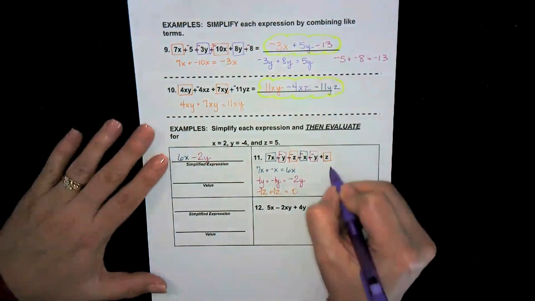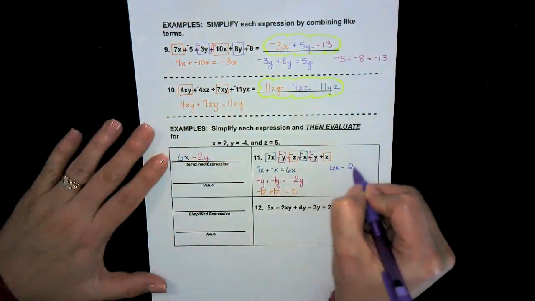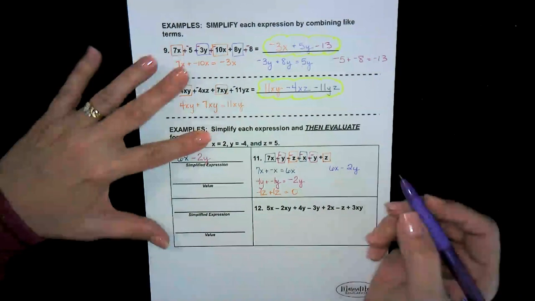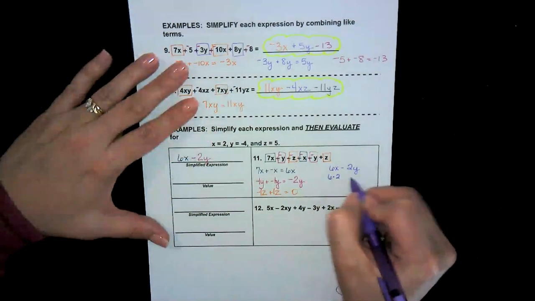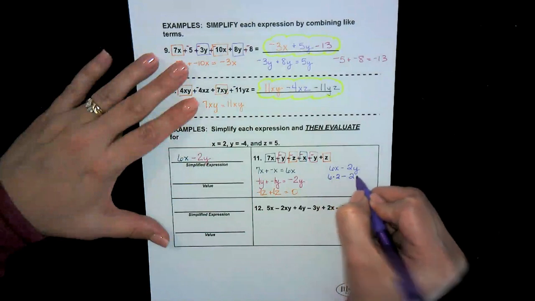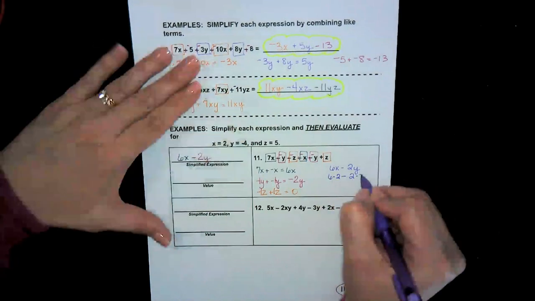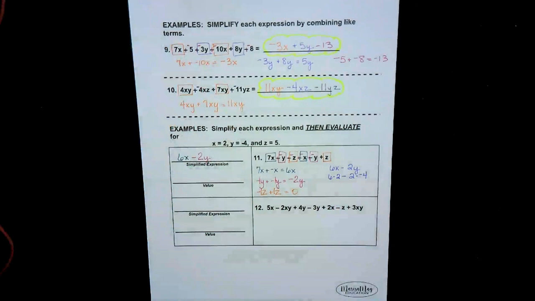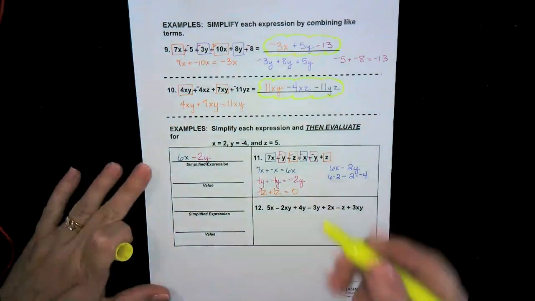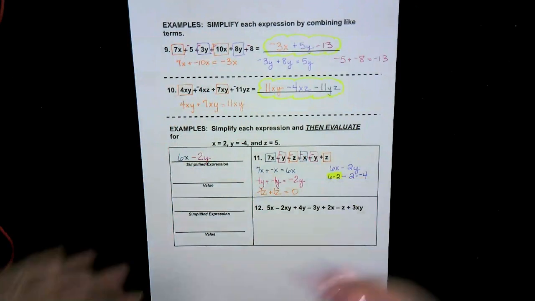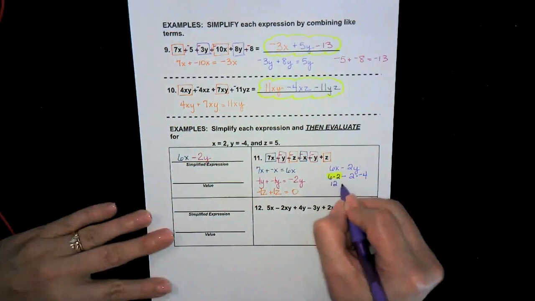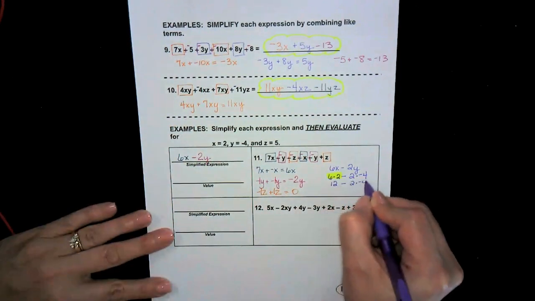So let's take our simplified expression now, and we'll plug in the values we know. So in place of x, I'm going to substitute a 2. So that's 6 times 2 now, minus 2 times negative 4 in place of the y. Now remember, order of operations tells us we're going to multiply first. So I'm highlighting that. 6 times 2 is 12, minus 2 times negative 4.